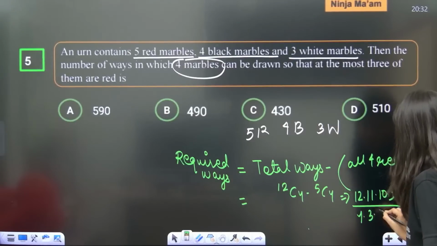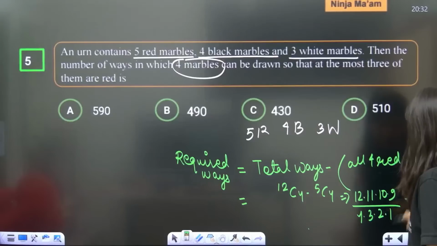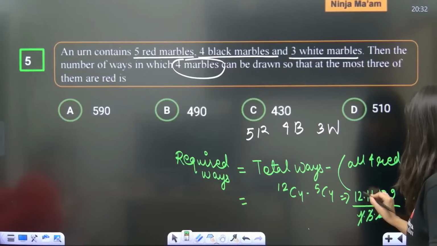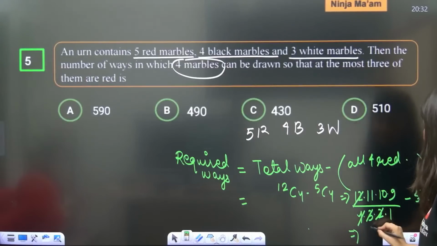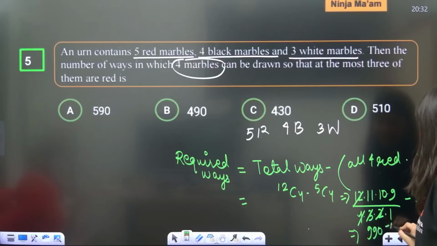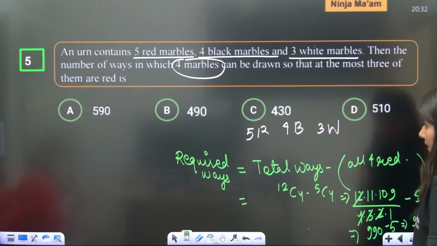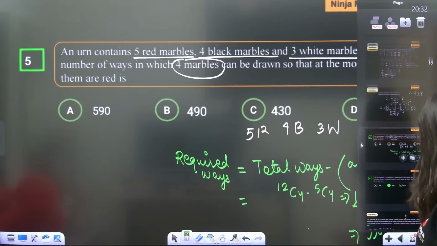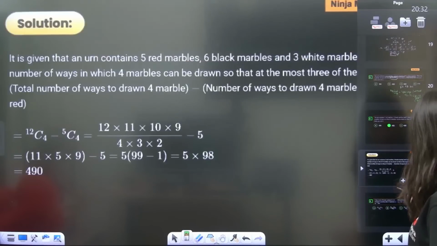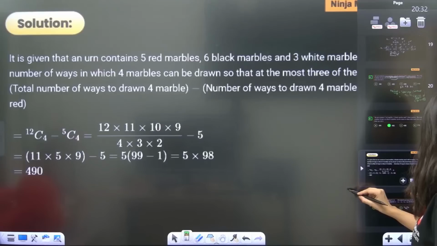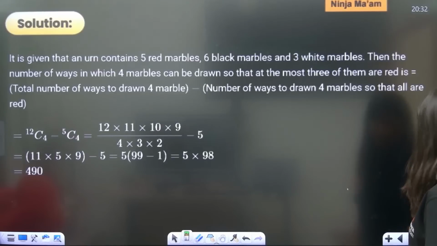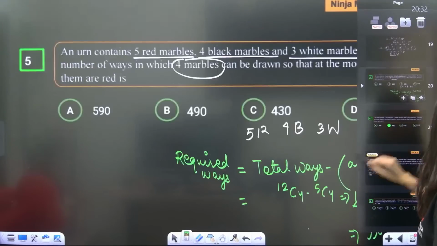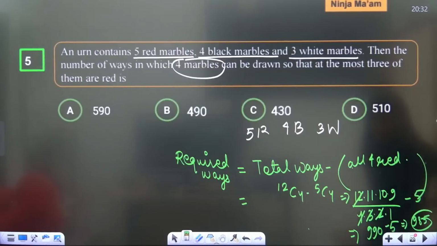4, 3, 2, 1 minus 5. Okay. Then 4, 3, 2 and 12 is gone. This is 99. 990 minus 5. That is going to be 985 is the correct answer. Yes. Hold on. 12C4 minus 5C4. So what they are doing, 99 minus 1. Hold on. Have I done anything wrong? Calculation wise, minus 5. Okay.